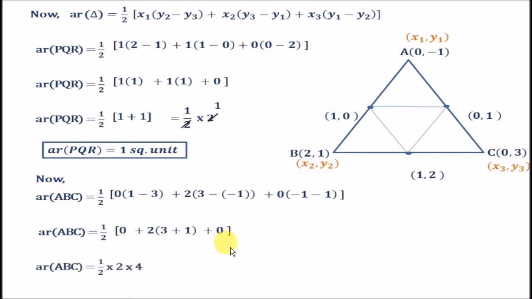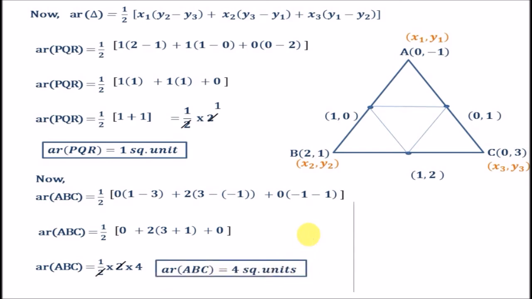So we're left with area of triangle ABC equals half into 2 into 3 plus 1, 4. The 2 zeros now we can forget. Now 2 ones are 2, 2 ones are 2. So we're left with area of triangle ABC equals 4 square units.